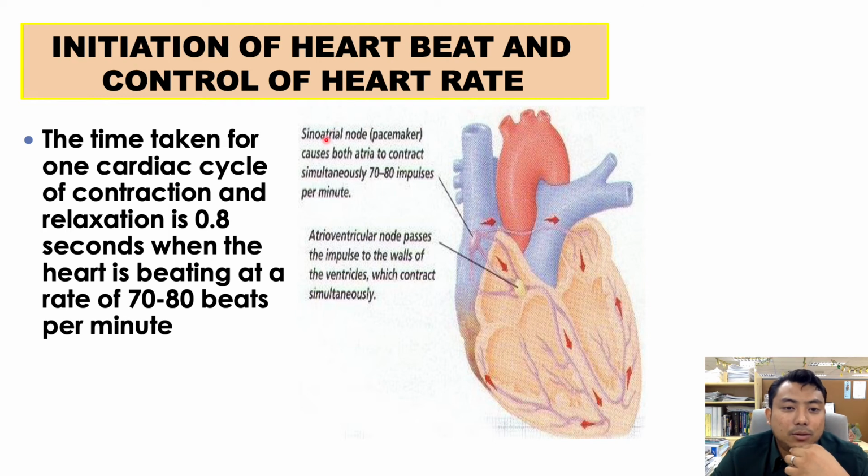Initiation of heartbeat and control of heart rate. So macam mana kita nak control dia? Alright. The time taken for one cardiac cycle, kita panggil itu sebagai cardiac cycle of contraction and relaxation, maknanya contract and relax, takes specifically exactly 0.8 seconds. Not more and not less, when the heart is beating at the rate of 70 to 80 beats per minute. So itu adalah dalam keadaan yang normal. So ingat 0.8 saat untuk satu complete degup jantung dan relax. Lepas tu next tak degup lagi.